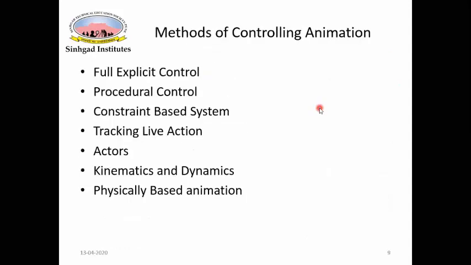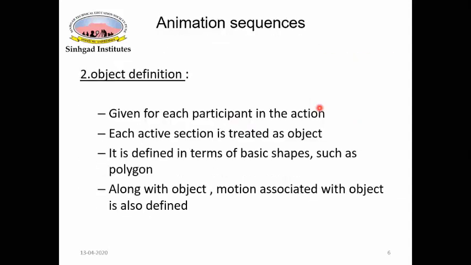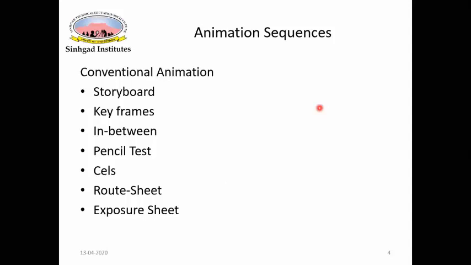Then after in between frames, we have a few more steps left, that are pencil test. With the help of keyframes and in between frames, you are going to generate one trial film, a trial animation, and you are going to run it from start to end. That is called a pencil test. Cells: we are going to fix the frames, in between frames, all frames, and we are going to draw them on celluloid sheets so that it is going to run from start to end.